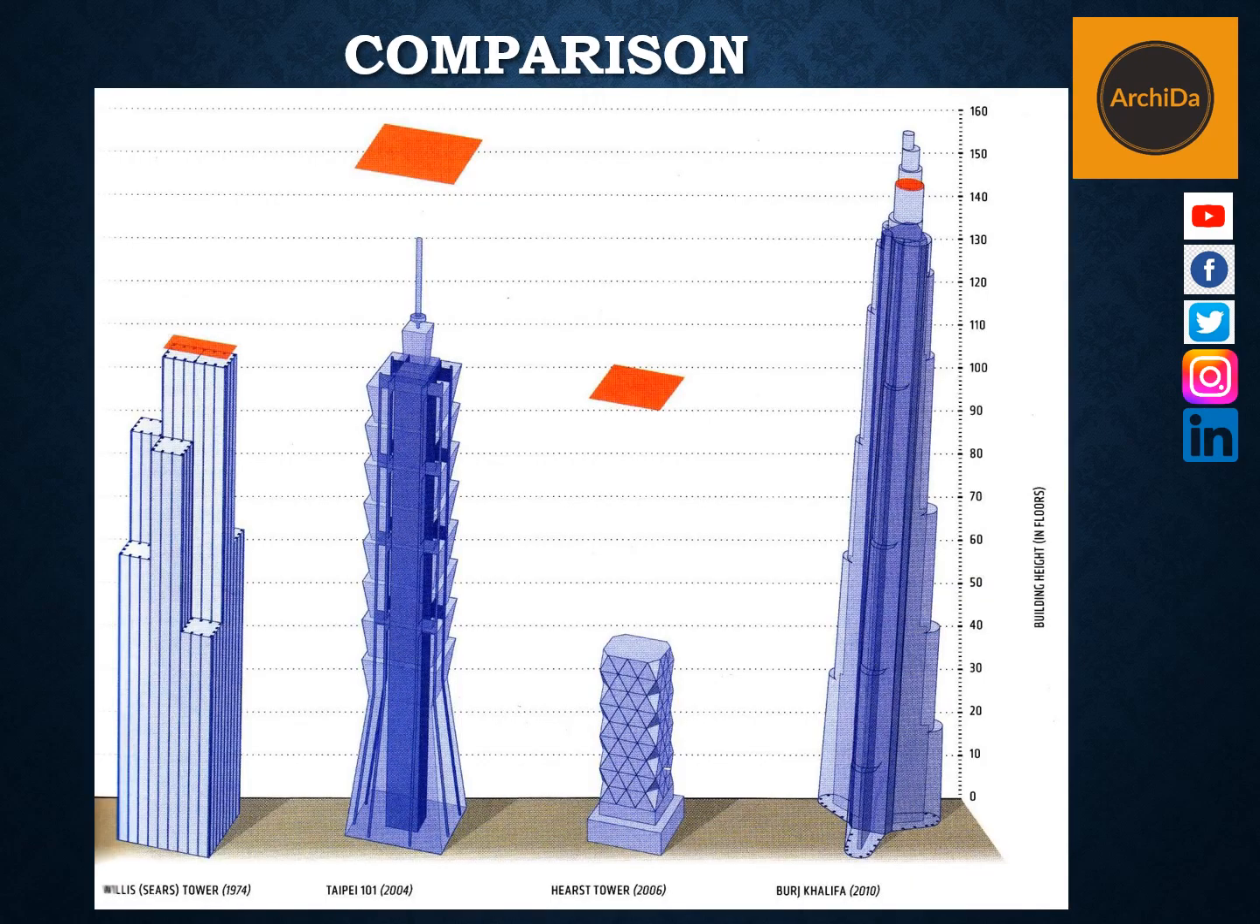Now here is a comparative height analysis of the 4 recent types of structural framing that I've discussed, which shows the Willis Tower, Taipei 101, the Hearst Tower, and Burj Khalifa.